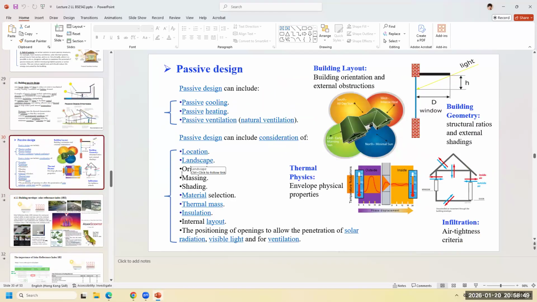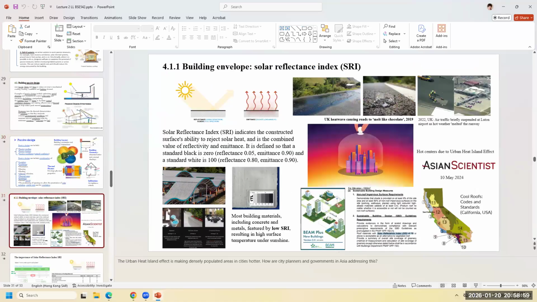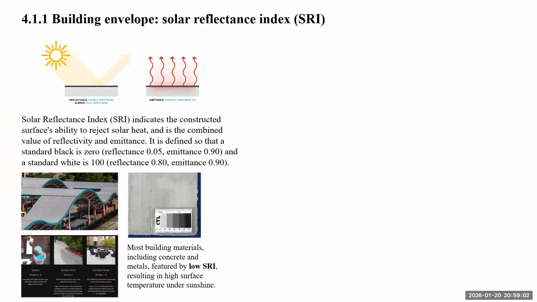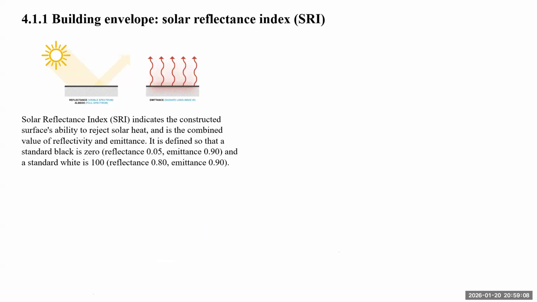Okay, we have strategies. We consider orientation, massing, shading, material selection, thermal mass, thermal insulation, etc. However, I mainly introduced the optical, the solar performance. So on the thermal side, I have to introduce the solar reflectance index.